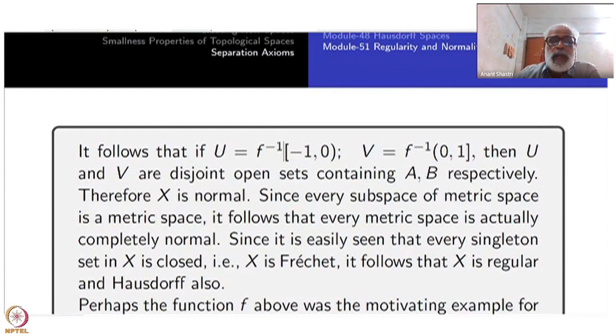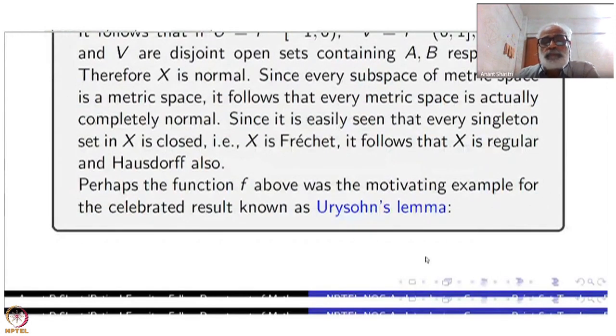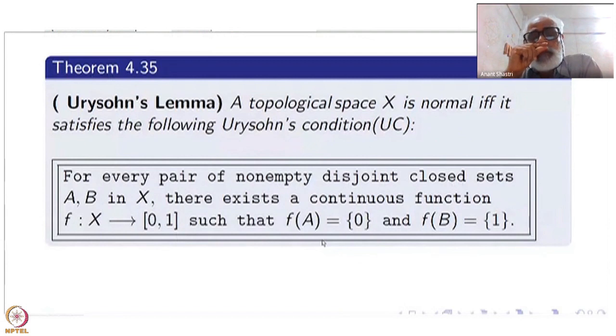So why I'm guessing is that perhaps this function f was the motivating example for the celebrated result known as Urysohn's lemma. Of course, it is due to Urysohn. There is no mistake in that. So this is the lemma. A topological space X is normal if and only if it satisfies the following Urysohn's condition, you see. So again and again, I will be requiring this condition. So I have named it UC, Urysohn's condition. What is this? For every pair of non-empty disjoint closed sets A, B in X, there exists a continuous function f from X to 0, 1, such that f of A is 0 and f of B is 1.